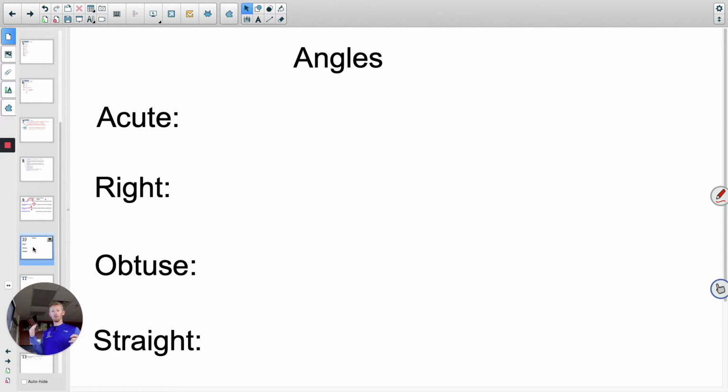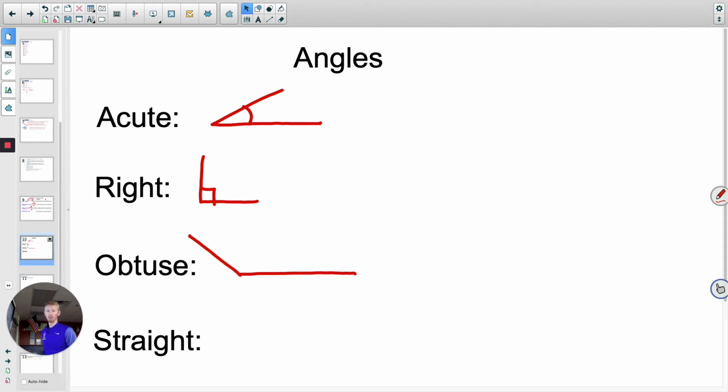You have four types of angles here: acute, right, obtuse, and straight. An acute angle is something that is less than 90 degrees. So like that would be an acute angle here. A right angle would be exactly 90 degrees, or form a perfect square edge right there. An obtuse angle would be anything that is greater than 90 degrees. So this would be an obtuse angle. And straight is flat. There is no change in angle. So this would be a straight angle here.